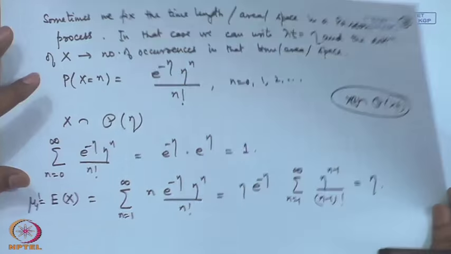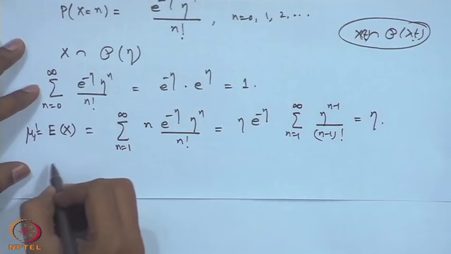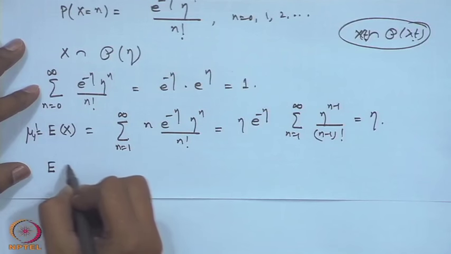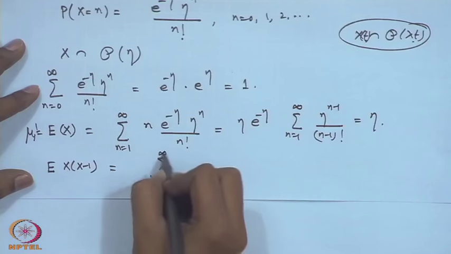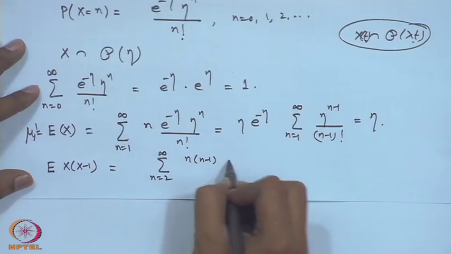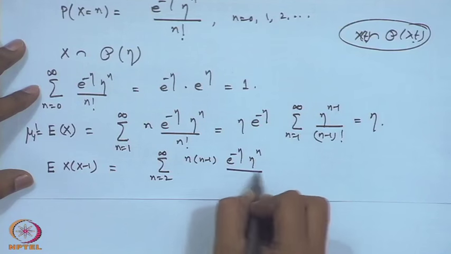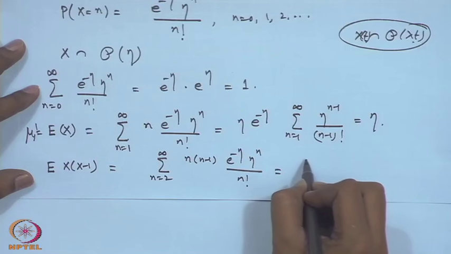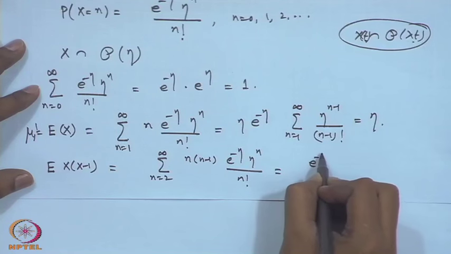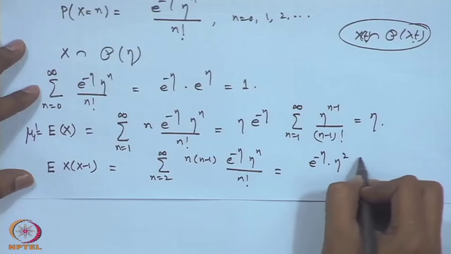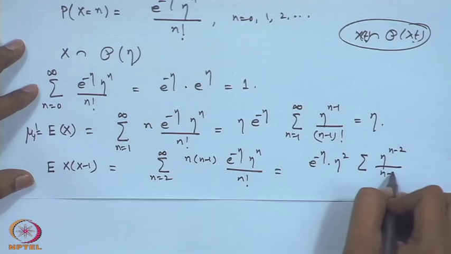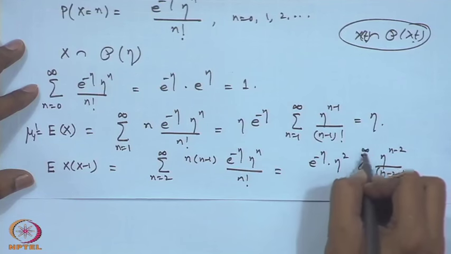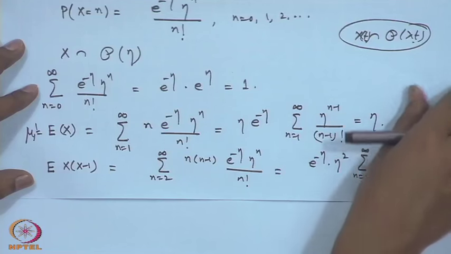Now, we can consider higher order moments also. I will demonstrate for second order, and then remaining things can be done in a similar way. For example, if we consider expectation of x into x minus 1, then that is equal to the sum from n is equal to 2 to infinity, and you will have n into n minus 1, e to the power minus eta, eta to the power n by n factorial. So, that is equal to e to the power minus eta, and then we take eta square outside, and you will get eta to the power n minus 2 by n minus 2 factorial for n is equal to 2 to infinity. So, that is equal to simply eta square.